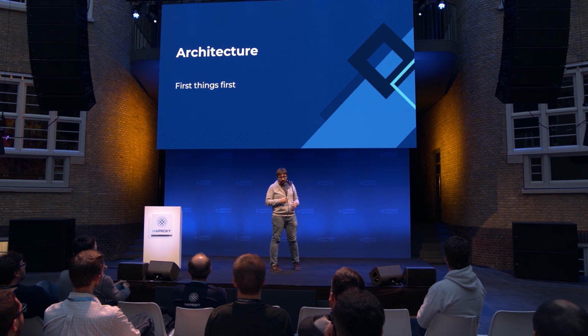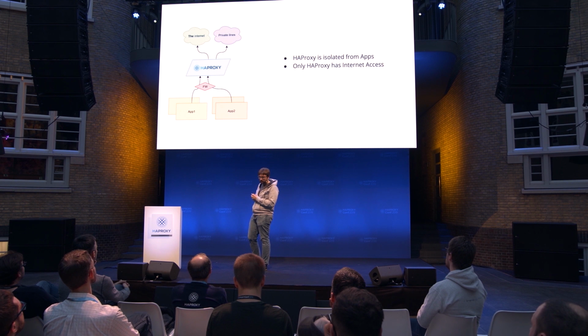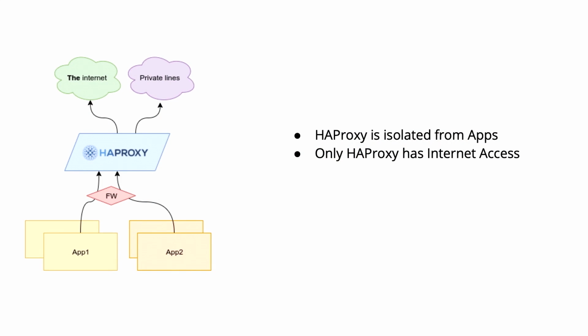So how does it look? Basically, we have a bunch of applications in different VLANs, and they will all talk to an HAProxy server, or a cluster of HAProxy servers. And that HAProxy server will be responsible for talking to the internet or to a lot of private lines.